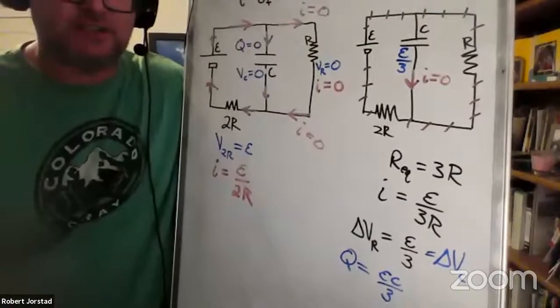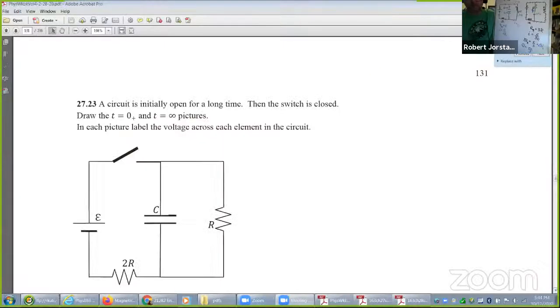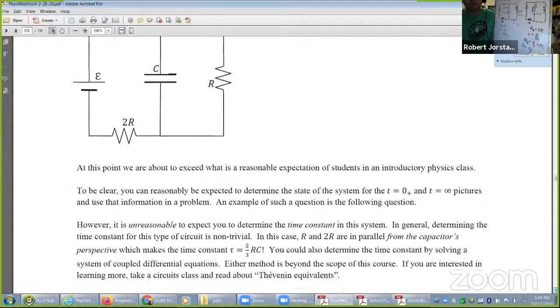So, yeah. Let me share this on the screen so I don't screw it up and say it correctly. I just want to point out, look directly below your workbook problem if you want.